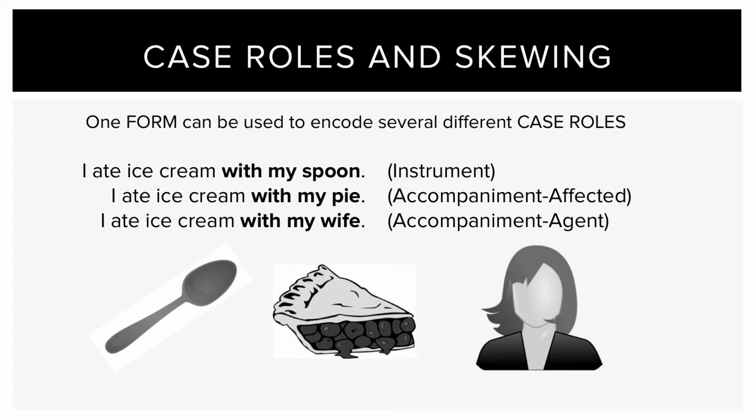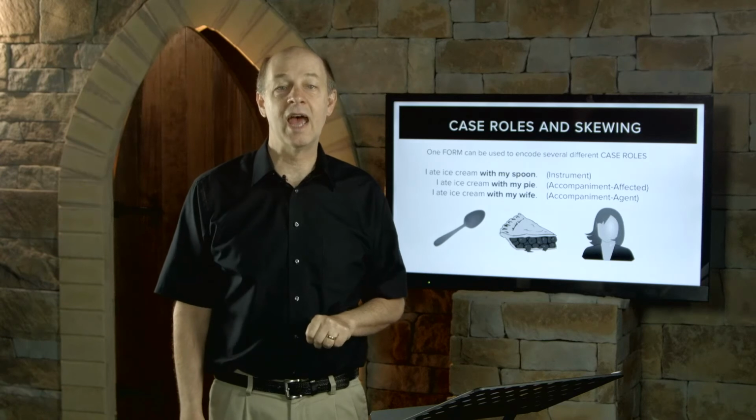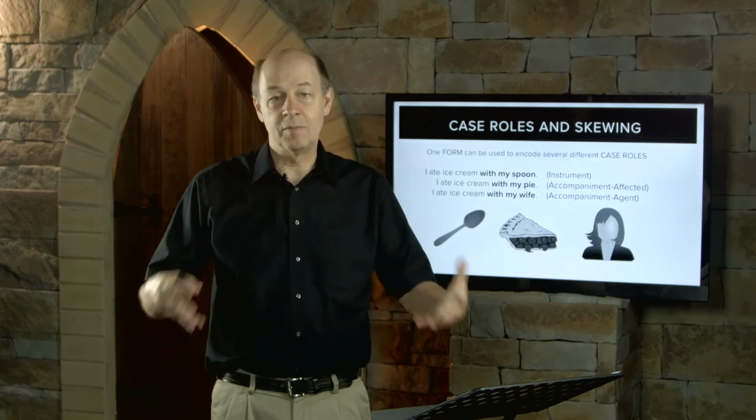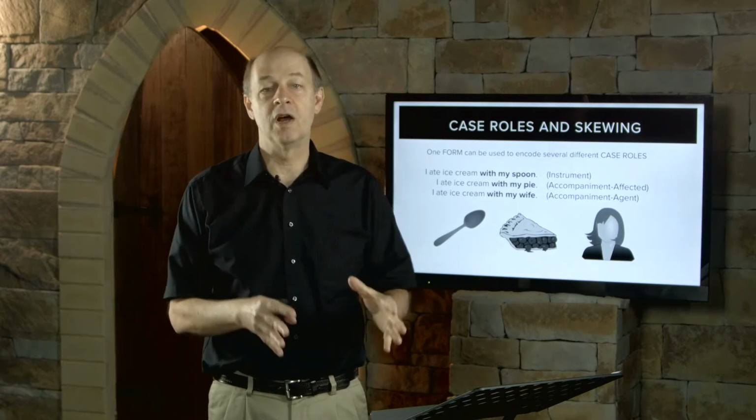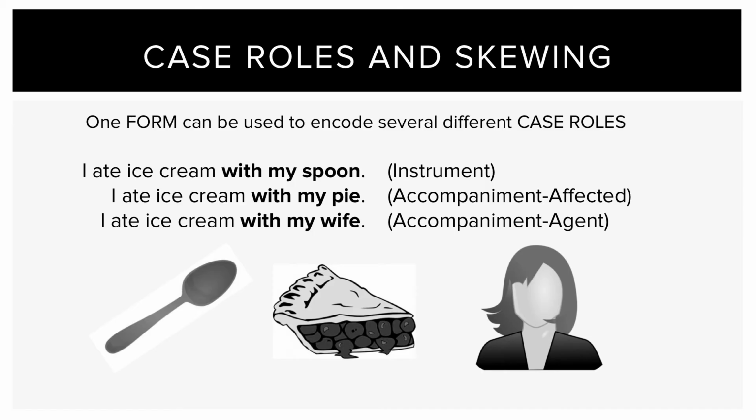Or "I ate ice cream with my wife." In that case, it is accompaniment of agent. Same grammatical form in English, but three separate semantic relationships. And we need to keep this in mind as we analyze a body of text and as we prepare to translate it into another language, that we not focus on the form, because another language may not use the same specific preposition to represent all three of these semantic relationships.